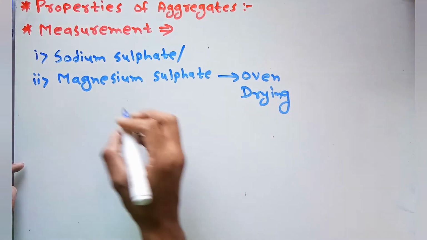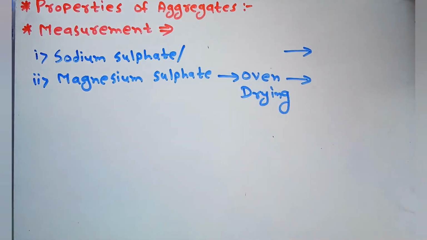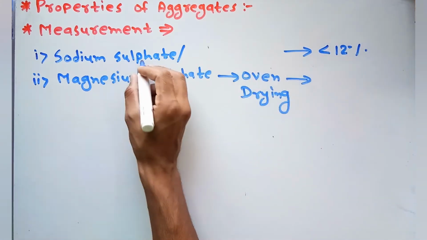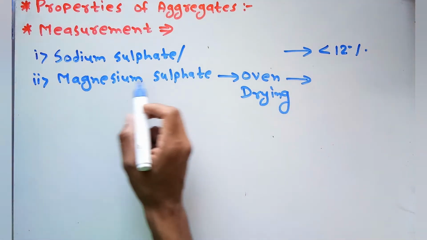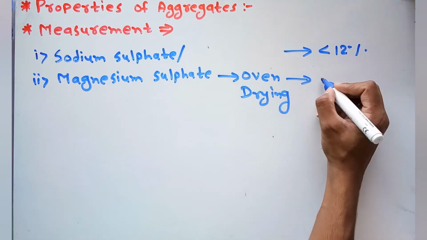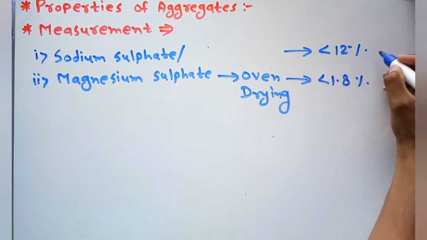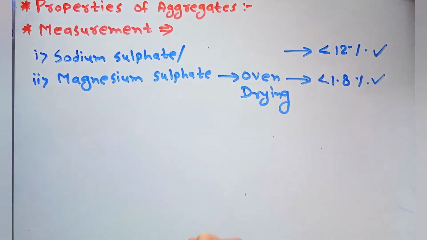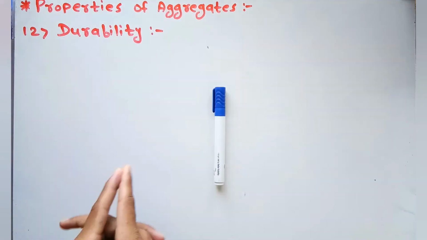Okay, and if we are using sodium sulfate, then whatever the change in the volume, it should be less than 12% in case of sodium sulfate along with aggregates, and if we use the magnesium sulfate solution along with aggregates, then the change in the volume should be less than 1.8%. So on the basis of this percentage, we measure the soundness and derive whether the aggregates are sound or unsound.